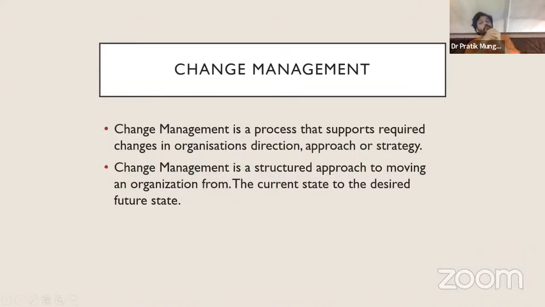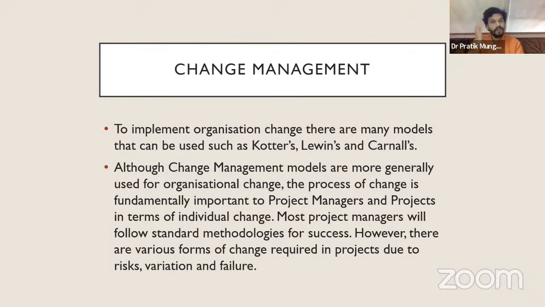Okay, so change management. What is change management? Change management is a process that supports required changes in an organization's direction, approach, or strategy. Another definition of change management is a structured approach to moving an organization from the current state to the desired future state. So these are the definitions of change management. Next slide, please. Okay, so to implement organization change, there are many models that can be used, such as Kotter's, Lewin's, and Connoll's. If you want to read about these models, they are available on Google or the internet. You can search it. You will get plenty of information about these famous models.